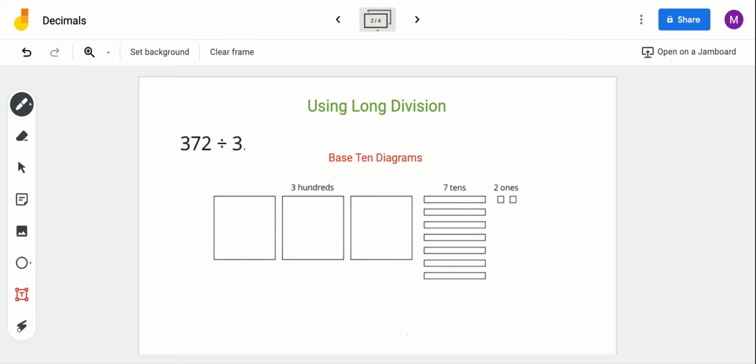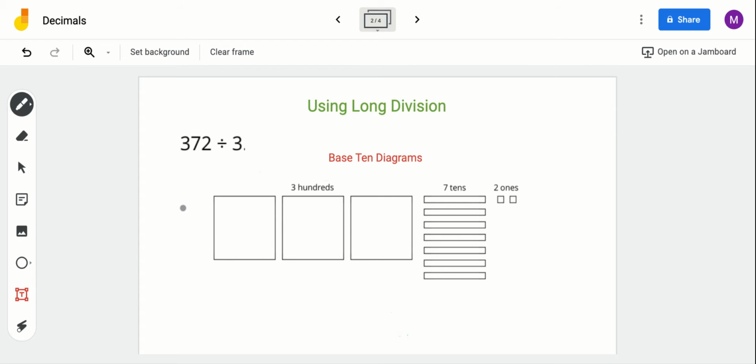I know that we just looked at multiplication of decimals. We will get to division of decimals, but first we're going to step back and recall how to do division with whole numbers. We're going to look at three different methods using the exact same problem, 372 divided by 3.